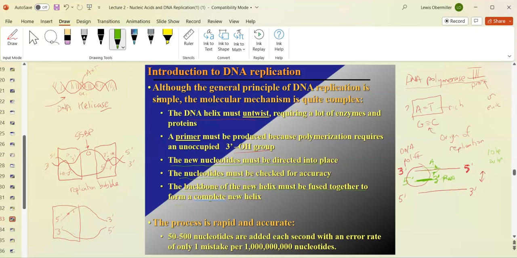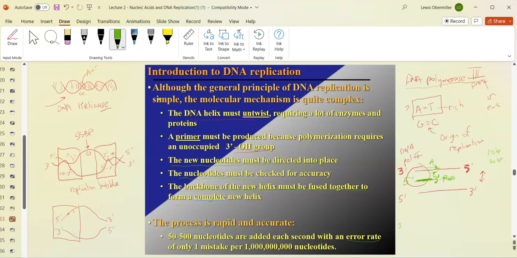So one thing I want to press upon you is this process is super accurate and super fast. Generally about 50 to 500 nucleotides are added every second with an error rate, and this error rate is after the proofreading and everything else that's going on in the cell, of one mistake per 1 billion nucleotides. So every time your DNA is replicated, you have 3.4 billion nucleotides in your genome. You're going to get about 3 mutations, right? There's nothing you can do about it. It's just, I mean, it's pretty good.